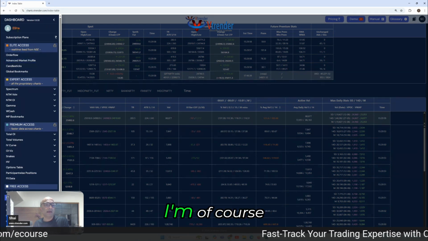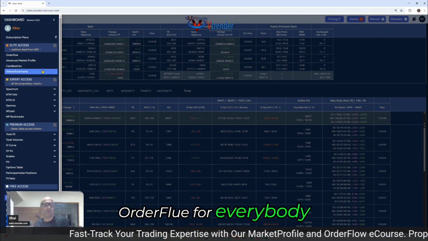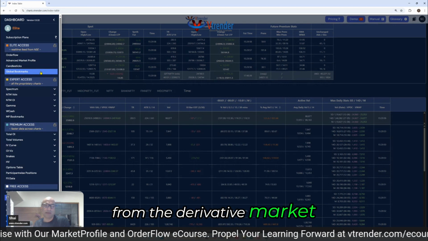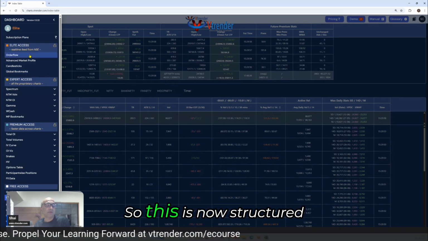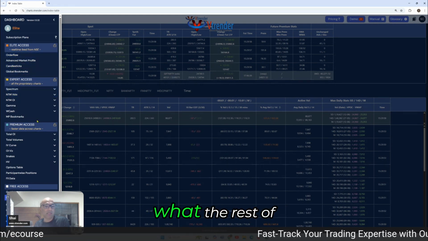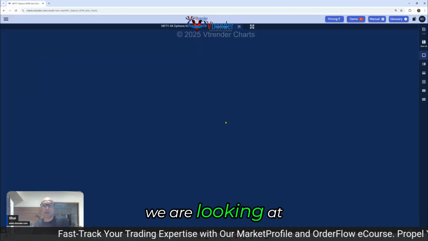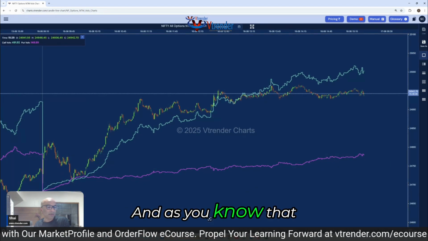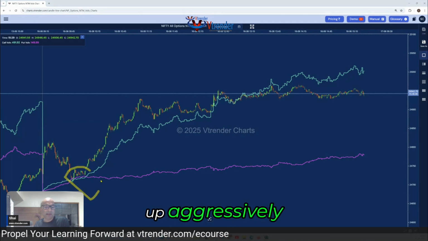There has been a change in the navigation menu which we have. I'm of course on the elite plan, and I work a lot with order flow, and I highly recommend order flow for everybody who's not getting the right answers from the derivative market. It's the edge which you need to add to your trading arsenal, right? So this is now structured in the top half, which is what you should be doing. This is what the rest of the market is doing. So the NTM volume X chart is a very important chart we are looking at every day in the market. This is the NTM volume X chart of today, and as you know, today was an up day.